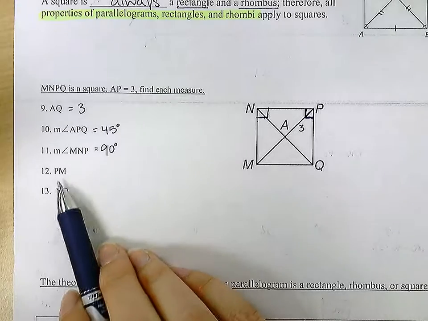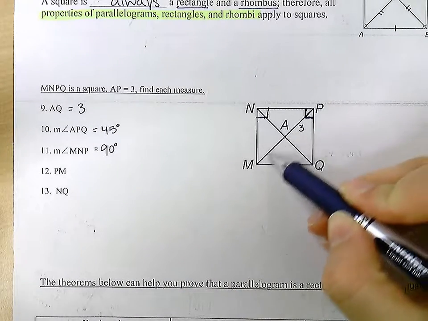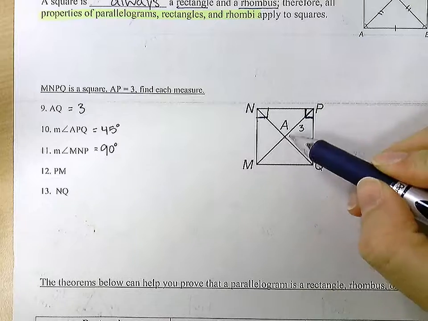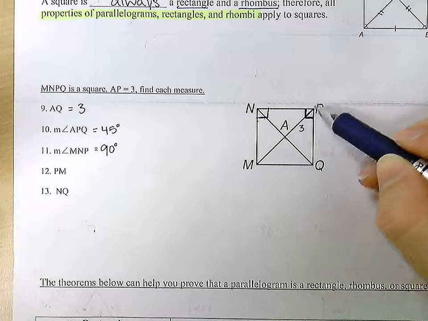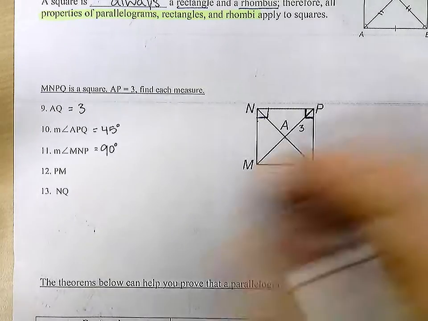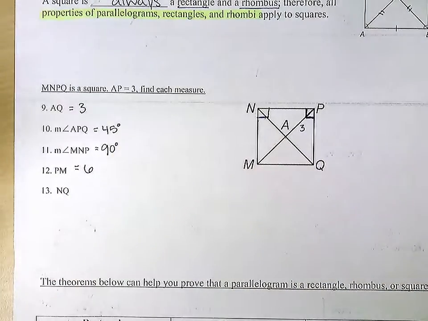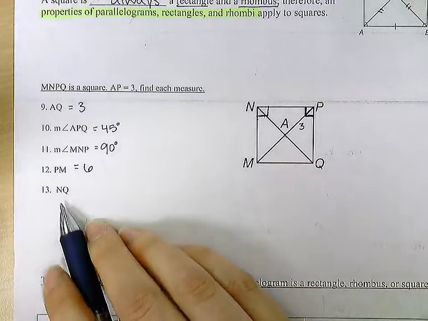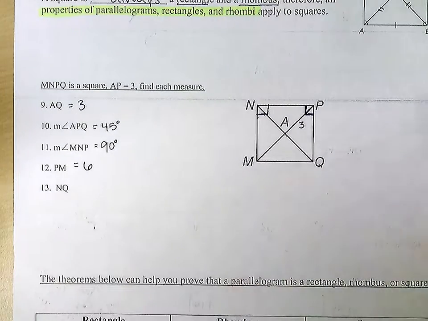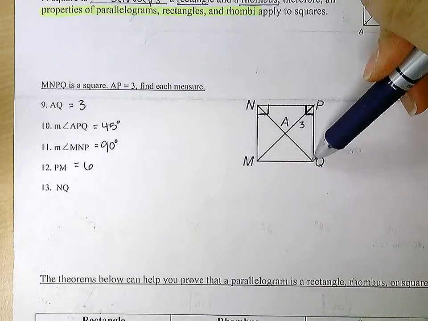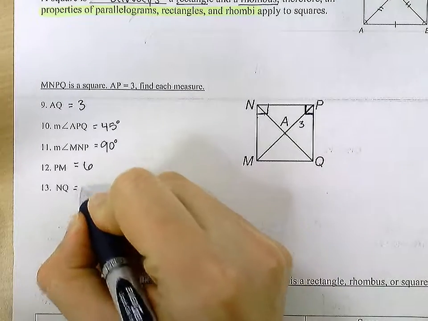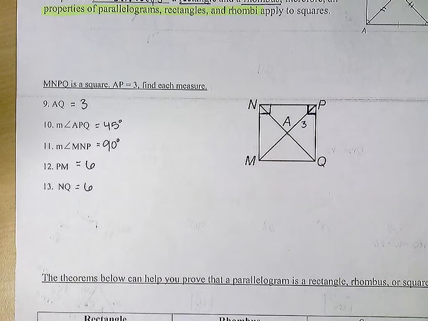Number 12, we want to find PM. That's your entire diagonal. And I know AP is 3, so what would PM have to be? 6. Thank you. Last one, number 13, finding NQ. Well, I just found PM is 6, and I know my diagonals are congruent to each other, so NQ is also 6.